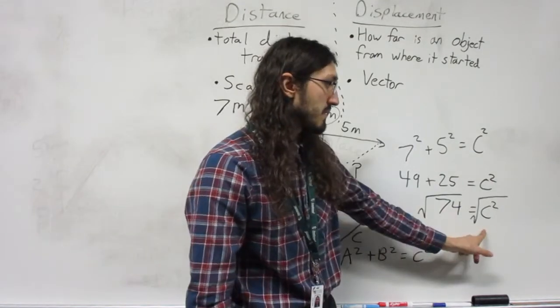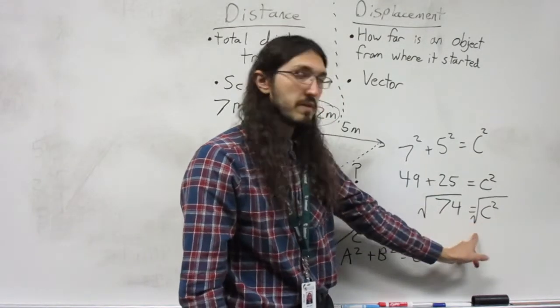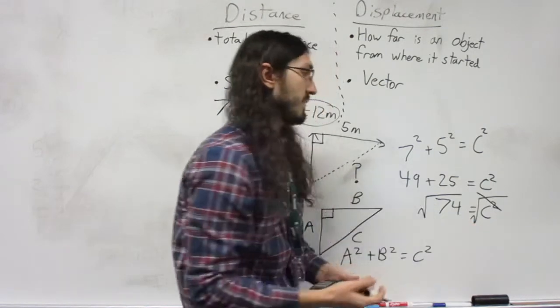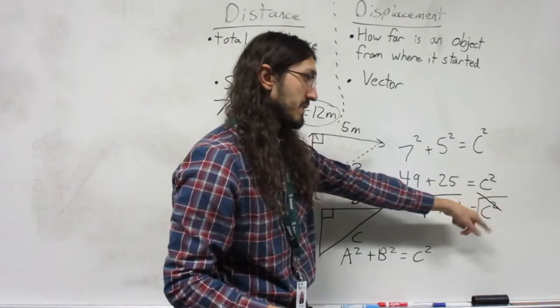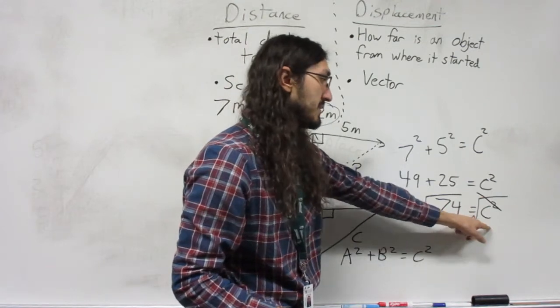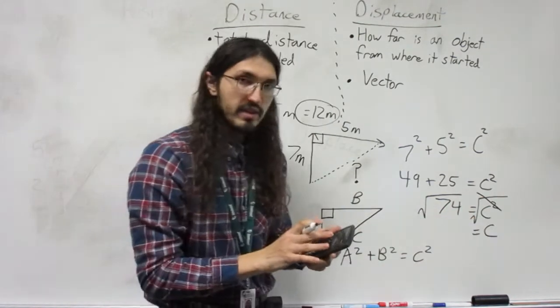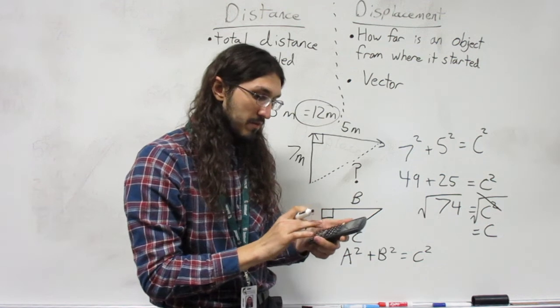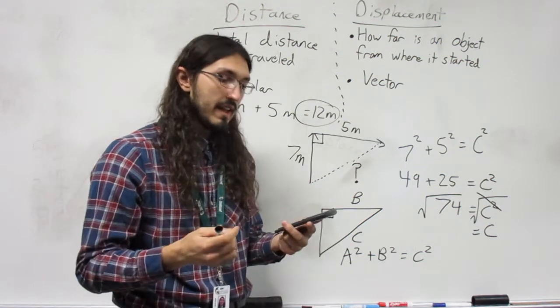Okay, so when I take the square root of C squared, the square root is going to cancel with the square term. So I could scratch out the square and the square root, and I'm just left with C is equal to the square root of 74. So I'm going to use my calculator to take the square root of 74. That comes out to approximately 8.6.